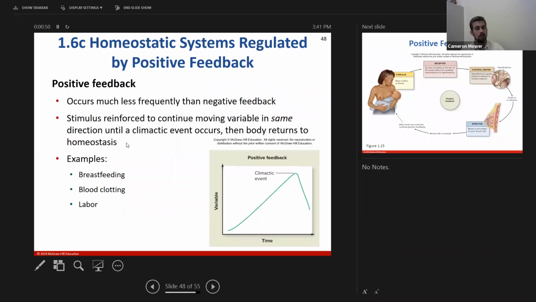Positive feedback is a little bit different. Negative feedback is really common in the body. With positive feedback, the stimulus is going to be reinforced and increased so that it continues to go farther and farther and more and more. I'm at an hour here. We're getting close to being done though. Your examples here, of course, are breastfeeding, blood clotting, and labor.